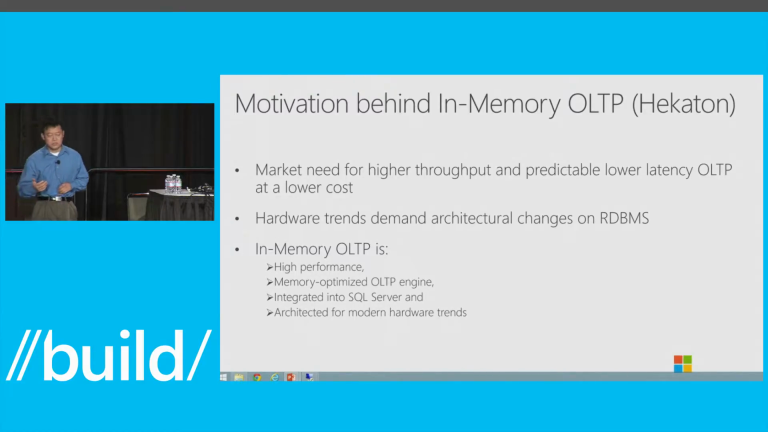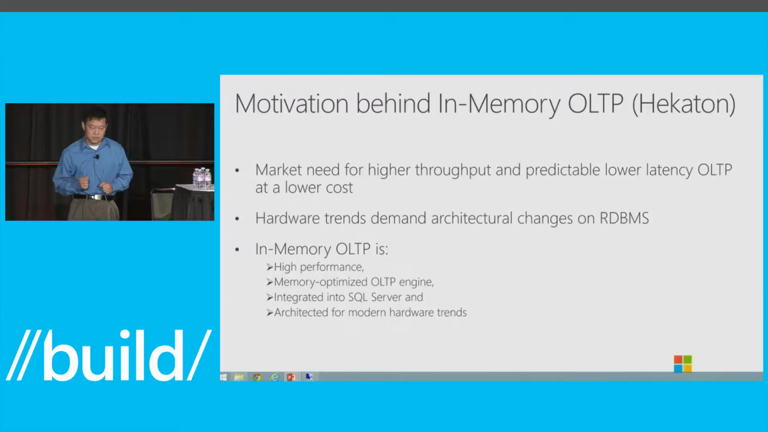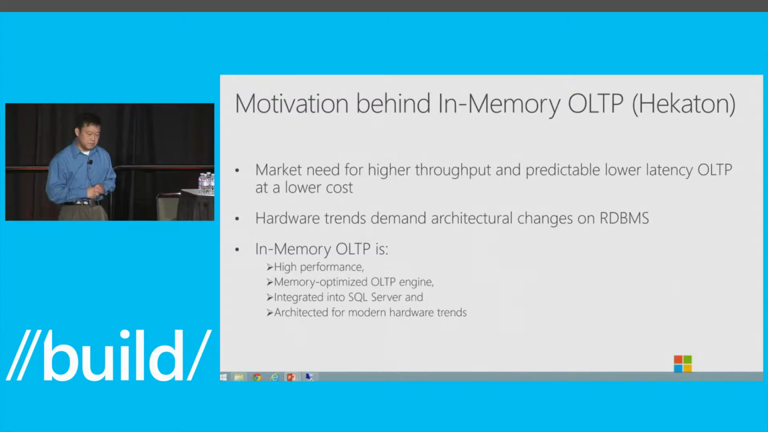OLTP tuning is actually notoriously hard. It's actually very hard to tune. DW queries are easier, OLTP is not, right? And how do we achieve that goal for the market at a low price point?